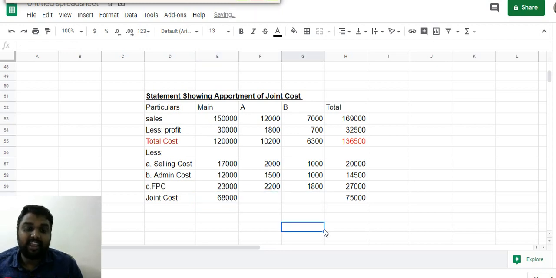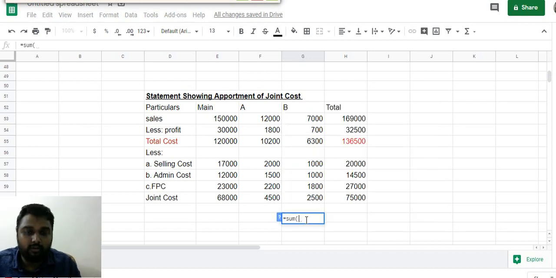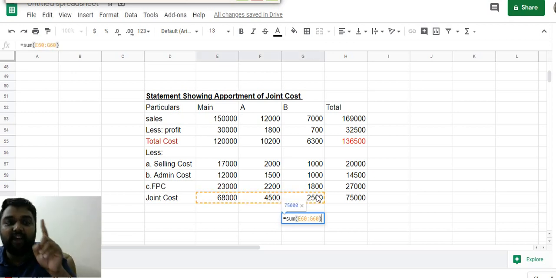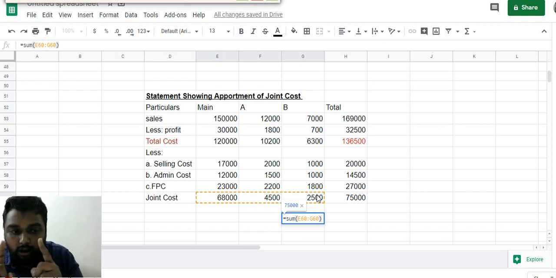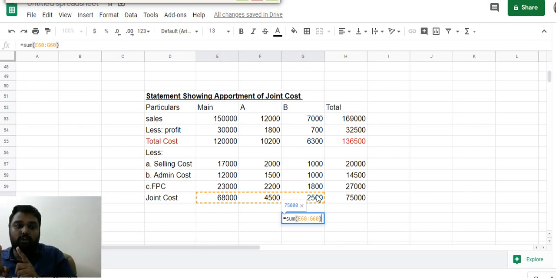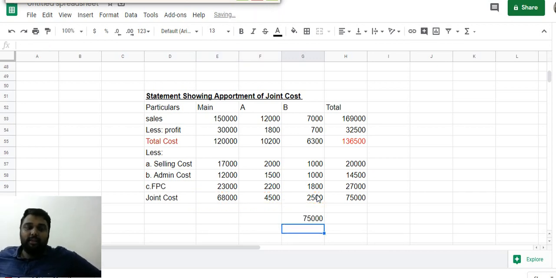See, we can counter check whether our answer is correct or not. How? The sum total of all these columns has to come to 75,000. Are you ready? It comes to 75,000. That means your answer is correct. Okay, so you can copy the question and complete it. It's a very interesting question.